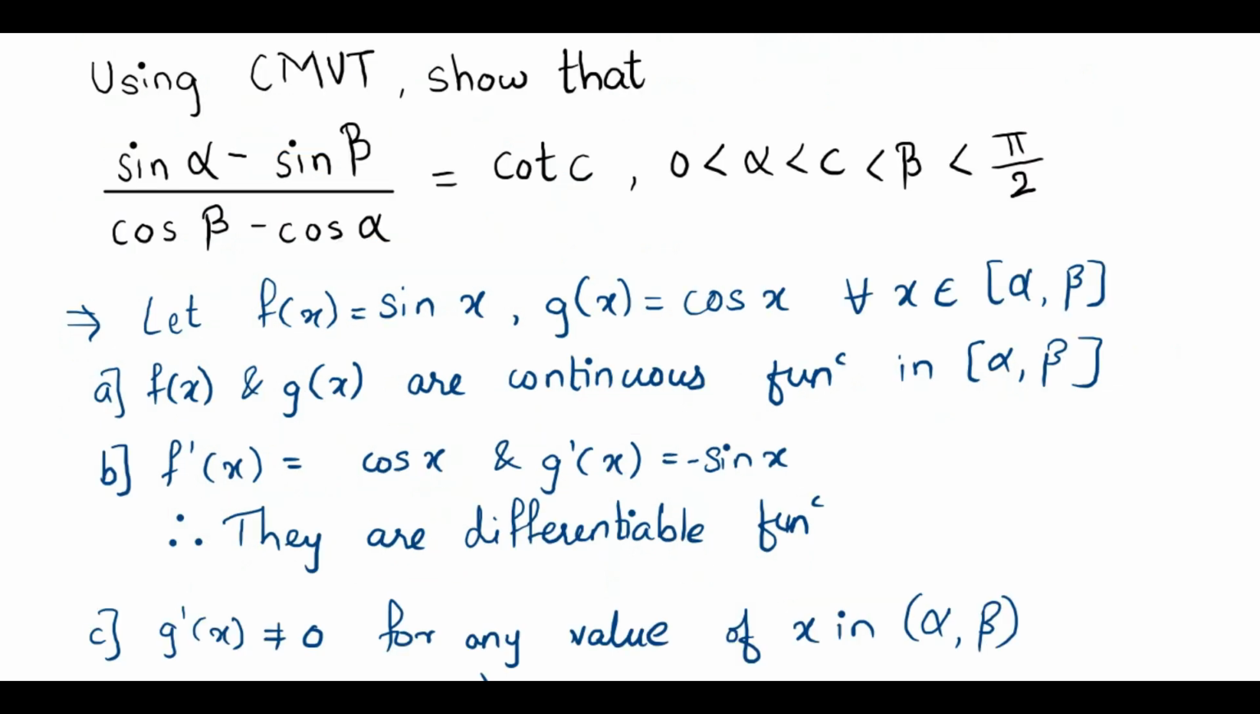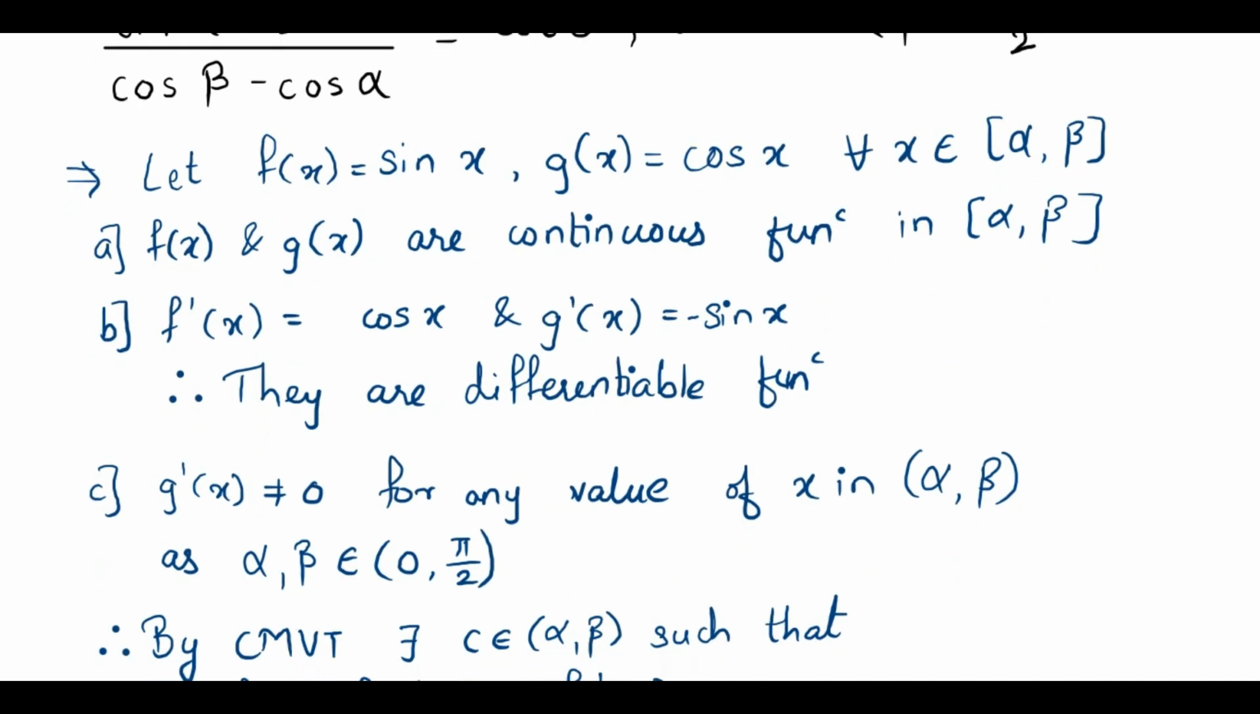So let's take a few sums. Using CMVT we have to show this: sin alpha minus sin beta upon cos beta minus cos alpha is equal to cot C, for alpha and beta lying between 0 and pi by 2, and C lying between alpha and beta. So let's do this. First, what do we have to show?